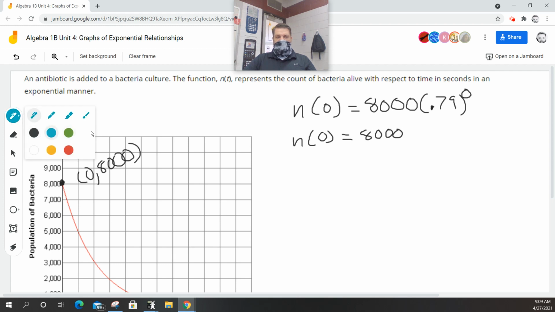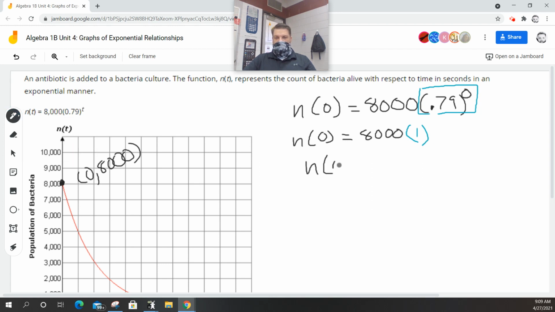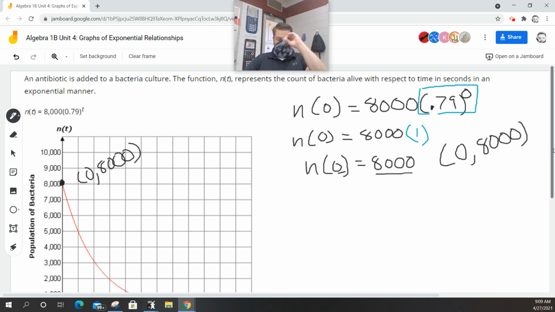And then, like I said, this whole thing is equal to 1. Well, what's 8,000 times 1? Just 8,000. So this tells me that this does cross at (0, 8,000), right? We get the 0 from here and the 8,000 from here. That's what we call the y-intercept. So this is the y-intercept.